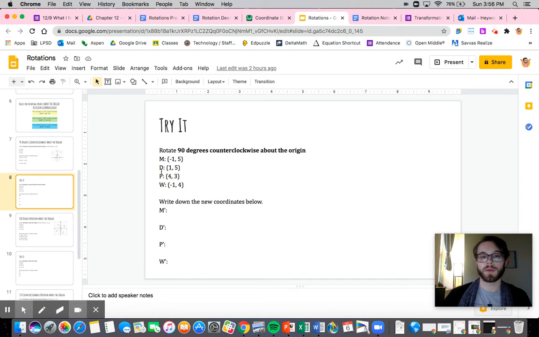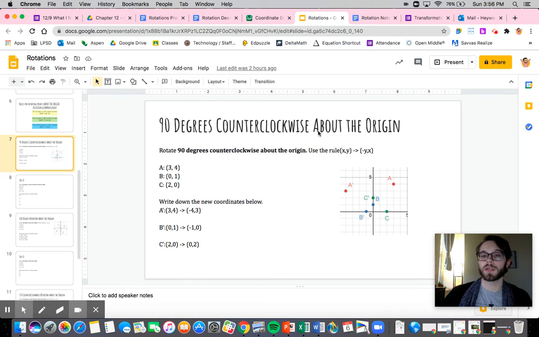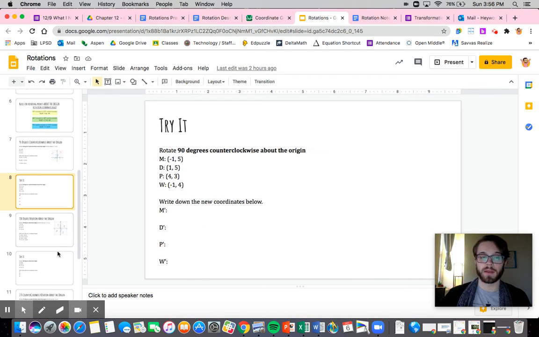All right, so let's actually go through how we would do this. Again, we're still going counterclockwise about the origin. We're going 90 degrees, so we're still going to follow this rule. We're going to flip and then make the first term negative, or the first coordinate negative. All right, so I'm going to flip. It becomes 5, negative 1, and I make the first one negative, right? So 1, 5, I flip again. I make the first part negative.